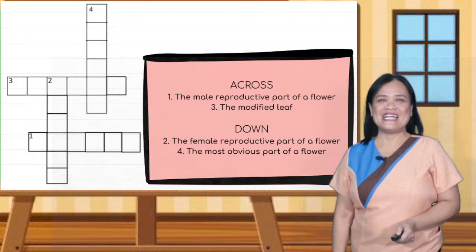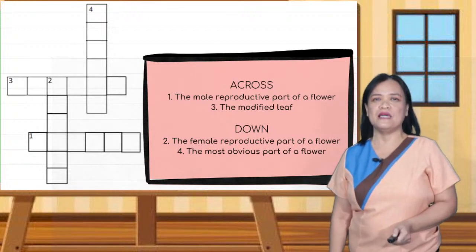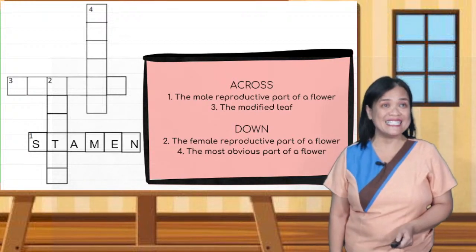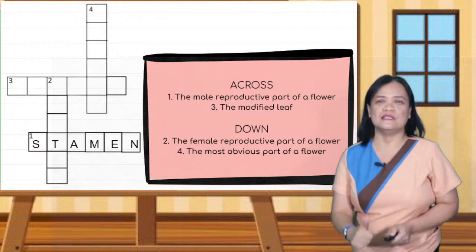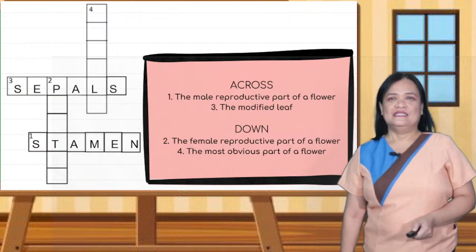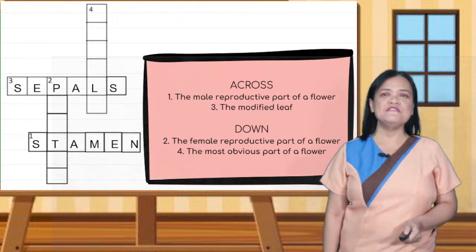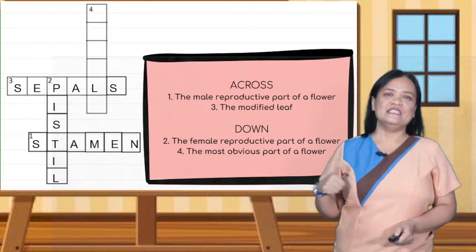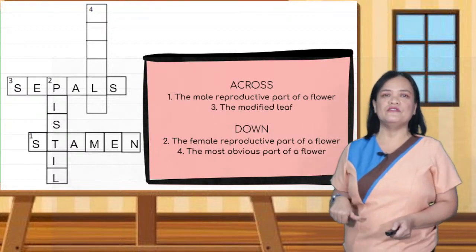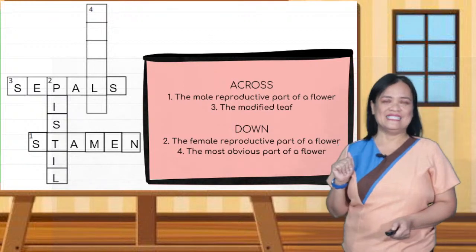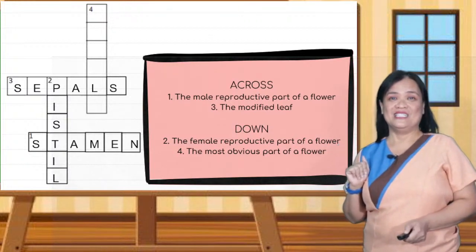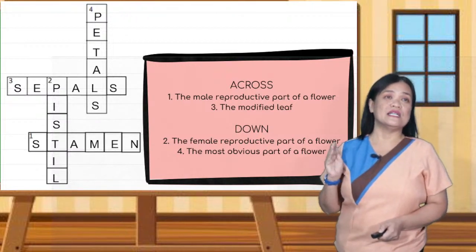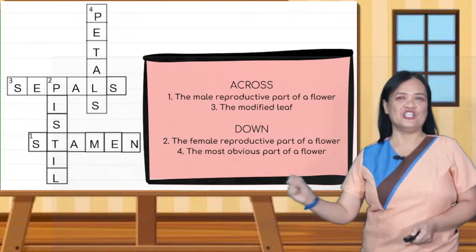Alright, what is the answer? In 1, the male reproductive part of a flower. You check your work, be honest, okay? It is stamen. 3, the modified leaf is sepals. Check. And down, the female reproductive part of a flower, pistil. And last, ano kaya ito? The most obvious part of a flower is petals. Okay, check your work.